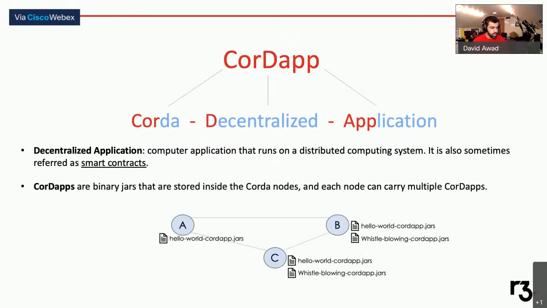So CorDapps are literal binary jars that are stored inside of Corda nodes. Any node can carry multiple CorDapps, and those CorDapps that you write are what enable particular features on those Corda nodes. So we write our CorDapps, and then we copy those jars onto Corda nodes in order for them to have the features that we want them to do, whether that is tracking loans or mortgages or using blockchains for voting or what have you. You can write your CorDapps yourself and then deploy them by copying them over onto the Corda nodes that you have running in your secure network with the other parties you want to work with.